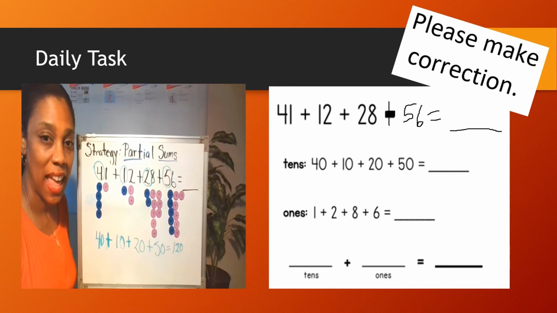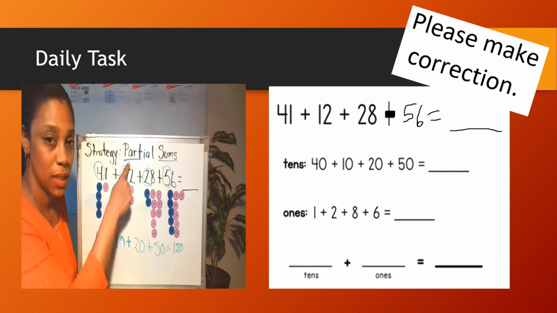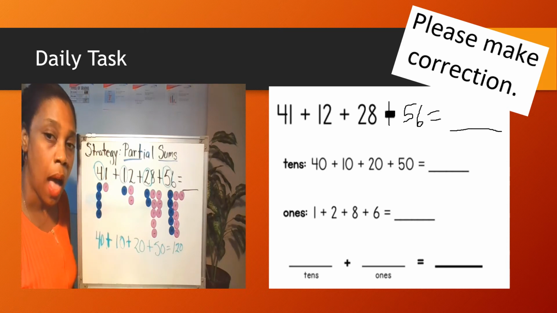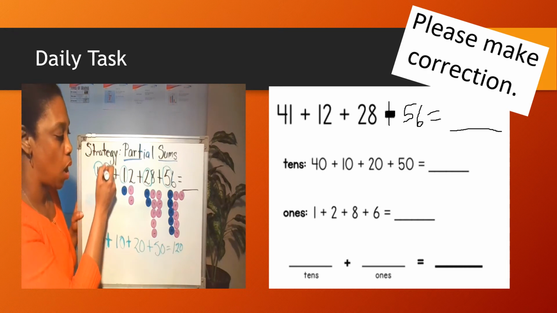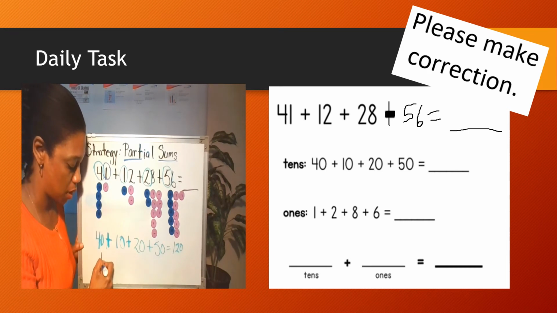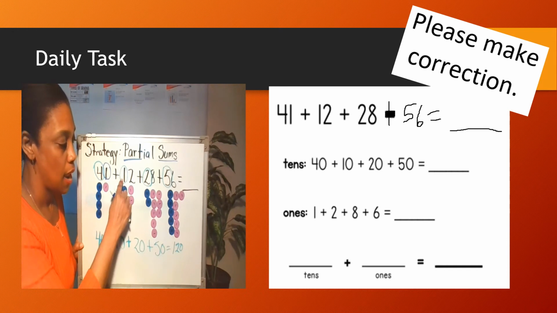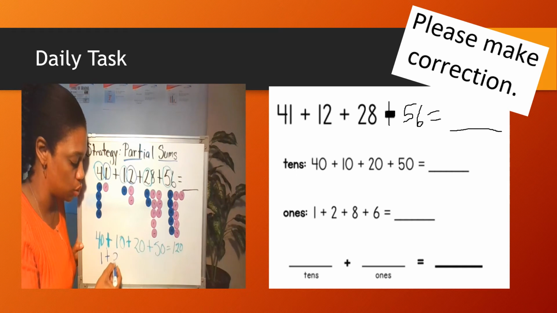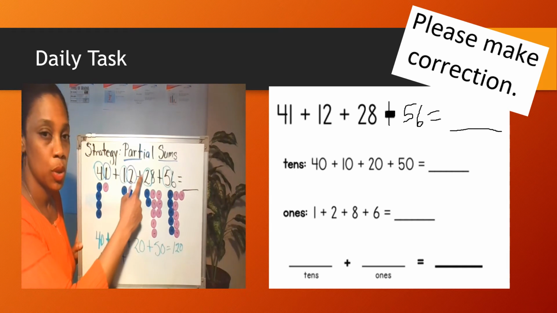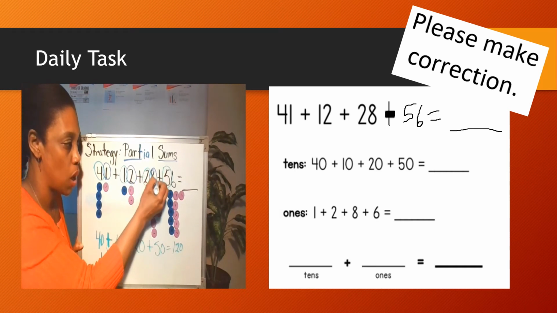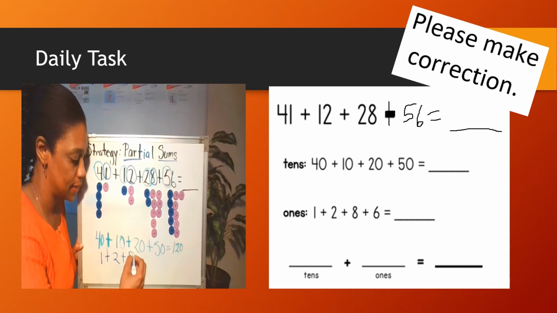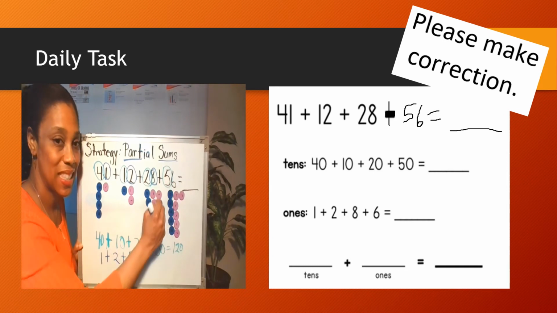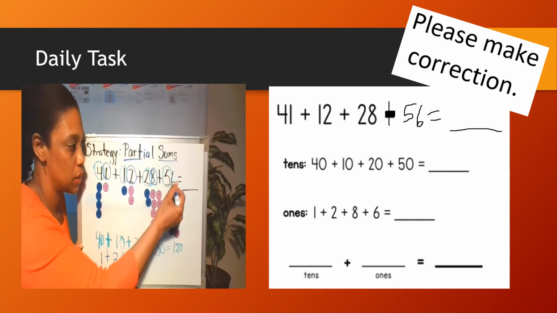Now that I have found all of my tens, I'm going to break my number up into parts again, partial sum. I'm going to look at the ones place only. I have 1, which equals 1, plus, in the number 12, I have 2 ones, which equals 2, plus, in the number 28, I have 8 ones, which equals 8, plus, in the number 56, I have 6 ones, which equals 6.